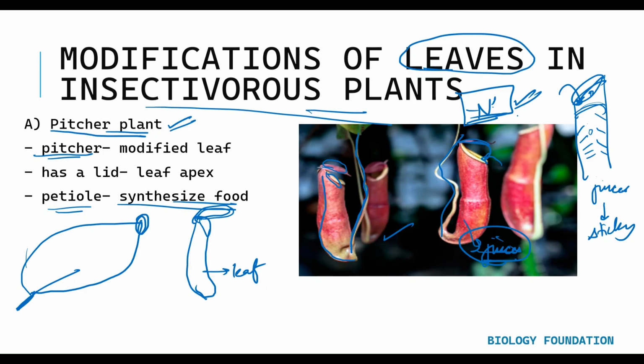Here, what you need to understand is the pitcher is nothing but a leaf that got modified into this kind of structure, and the lid is also a part of the leaf. And the normal leaf that you find is basically the petiole, which performs photosynthesis. Clear? And why are they called insectivorous plants? Because in these plants, insects are trapped to get nitrogen source, where digestive juices are secreted by the plant to digest the insect and get nitrogen.